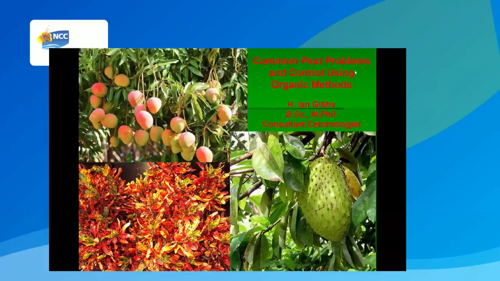The presentation focuses on the common pest problems that farmers and gardeners will normally see on their plants, and how you can use various organic methods to produce some degree of control on them.